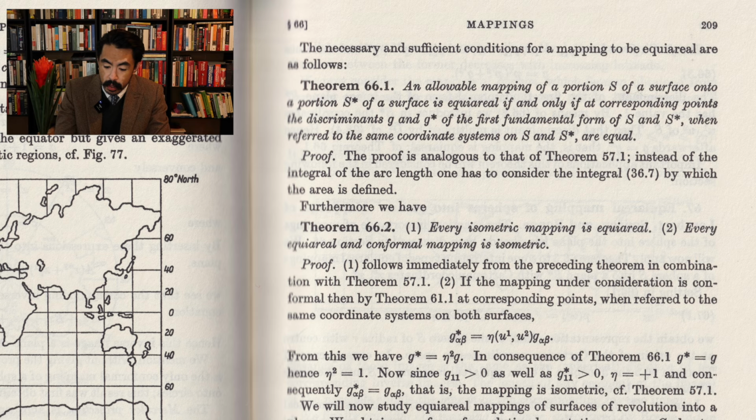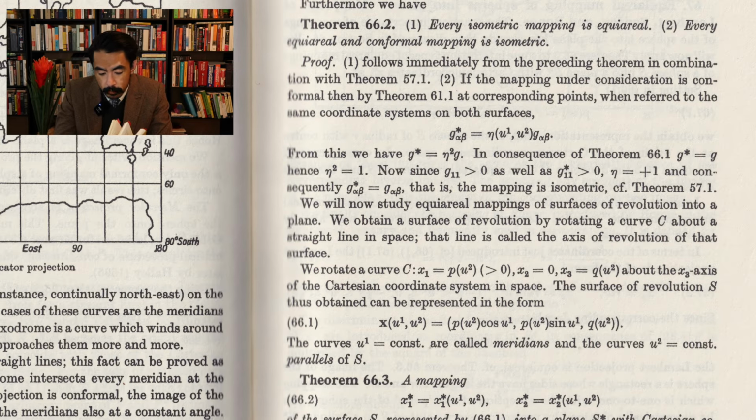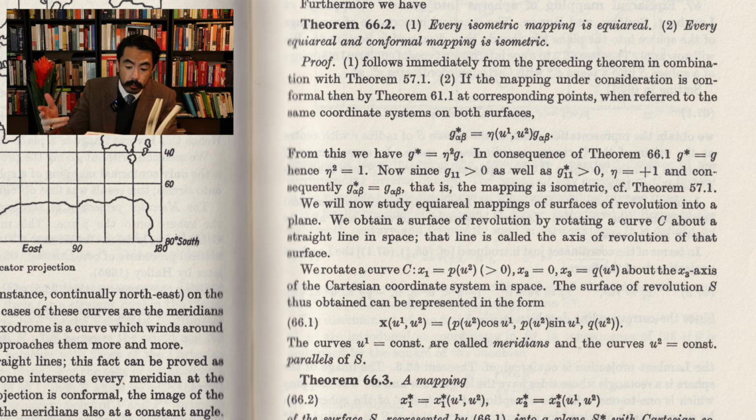The first being every isometric mapping is equiareal, and the second part being every equiareal and conformal mapping is isometric. The proof of theorem 66.2 is as follows. For the first part, it follows immediately from the preceding theorem, theorem 66.1, in combination with theorem 57.1, which I mentioned, which I could see how that makes sense.